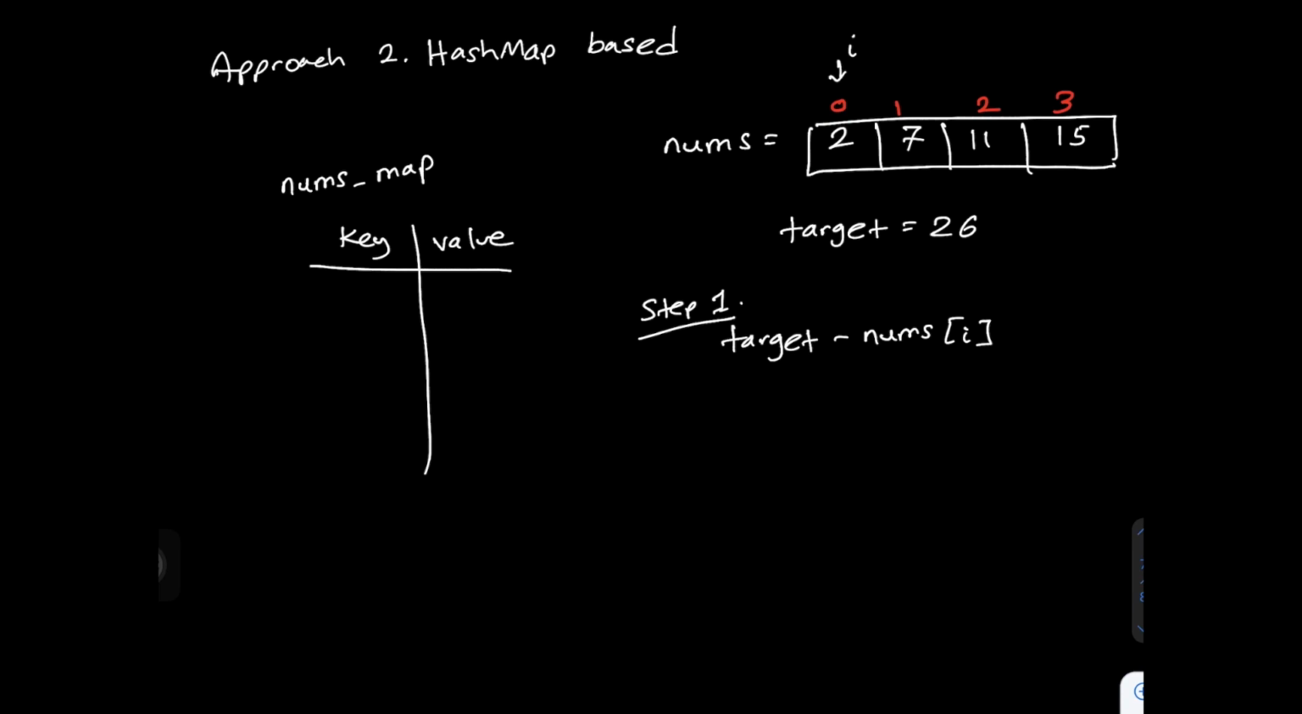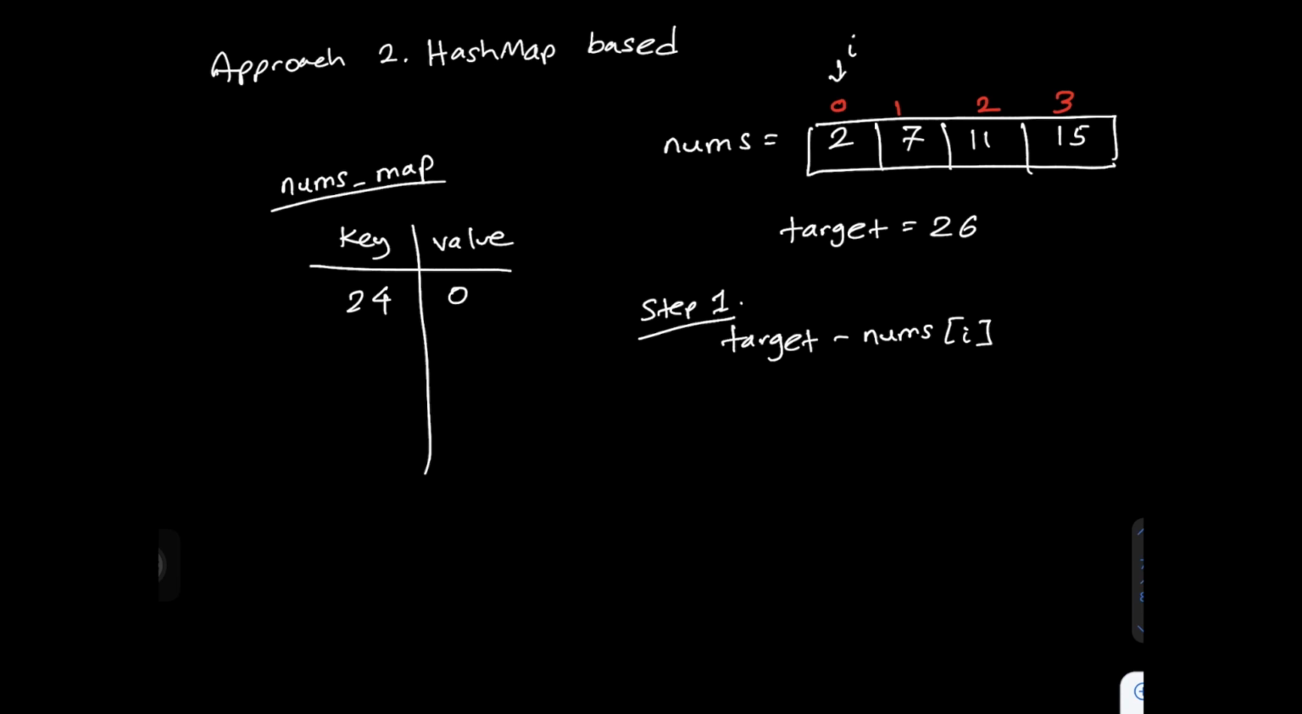Since 2 is not present in the nums map that we have here, we set as key this value 24, which is target minus nums, and as the value we set the index 0, which is where 2 has been found.